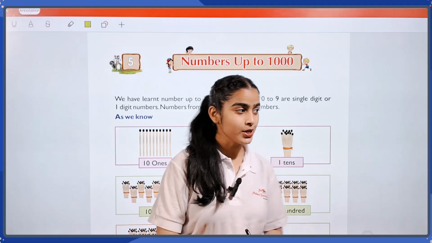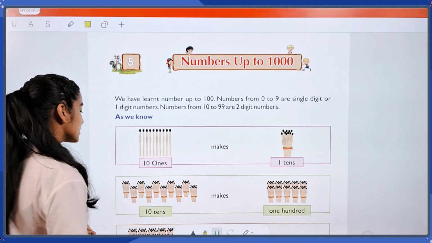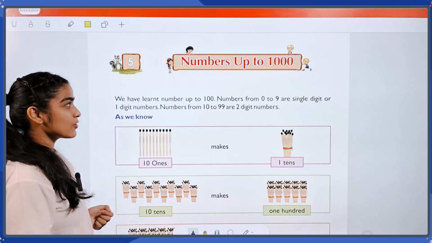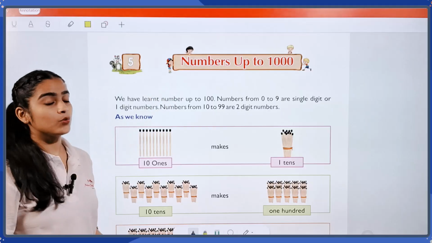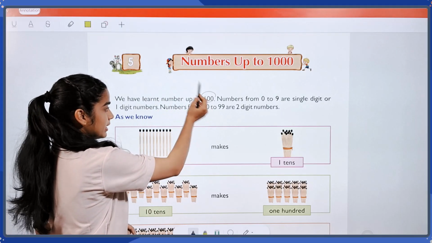Today we are going to learn about chapter number 5, which is numbers up to 1000. Now you are growing children, so what we have to do? We have to learn counting up to 1000. We have learned numbers up to 100 in our earlier classes.